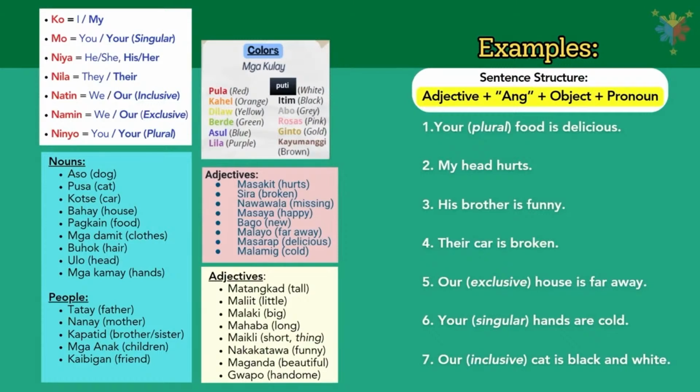So the adjective comes first. Take a look at the sentence structure. Adjective comes first, so it would be masarap. It's right over here in this pink box. Masarap means delicious. Then it's the word ang. Then it's the object, food, which is here in the noun section, food, pagkain. And then it's the pronoun, ninyo, plural. Your food is delicious. Masarap ang pagkain ninyo.